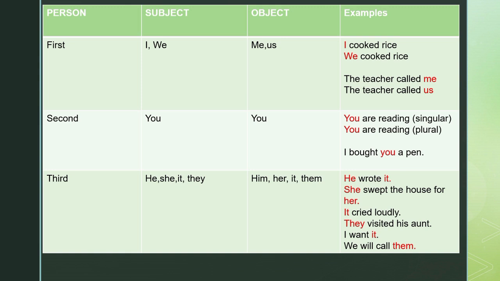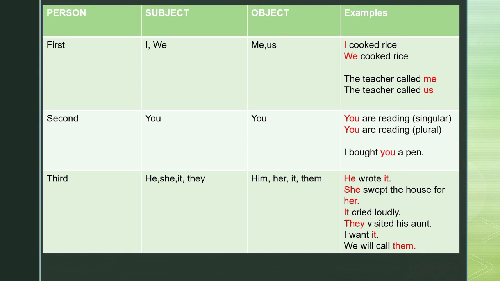The second person pronoun remains you throughout, both in the subjective case, in the objective case, in the singular form, and in plural form. For example, if it is one person reading, you, I'm addressing you. The second person is the person I'm speaking to. I'm addressing you, and I'll tell you, you are reading. And if you are many, maybe 10 or 20, I'll still address you.